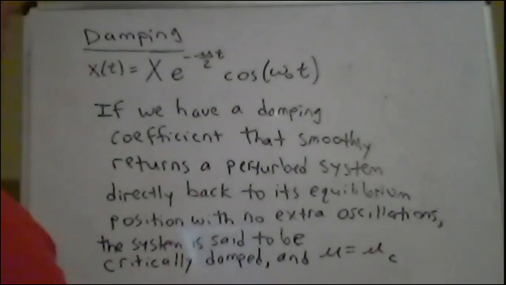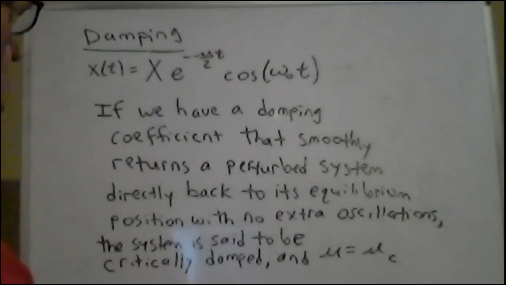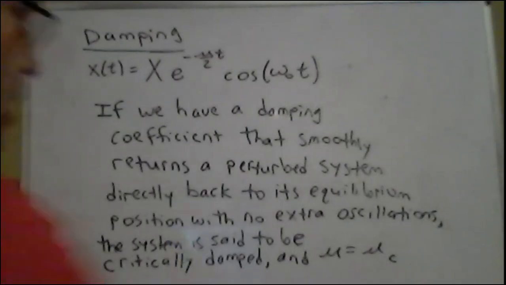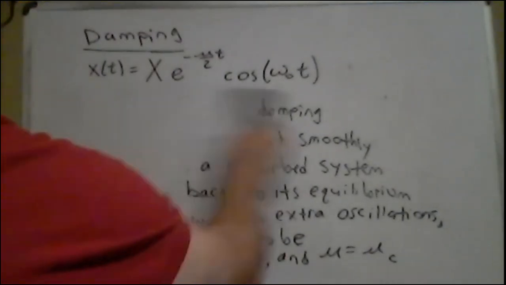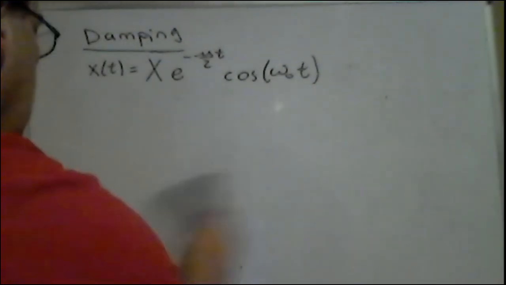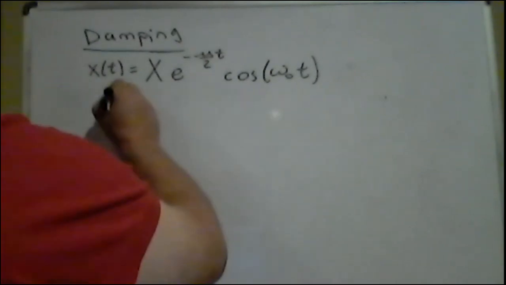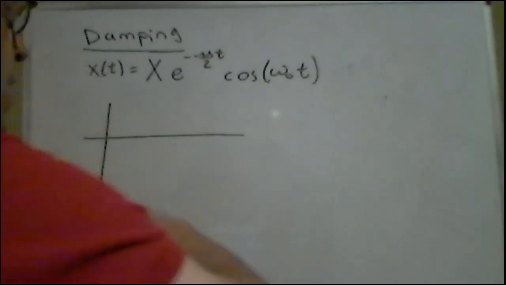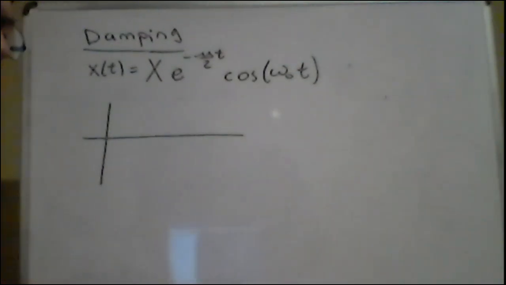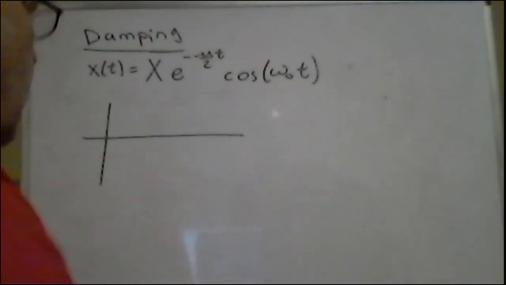So again, if we have a damping coefficient that smoothly returns a perturbed system directly back to its equilibrium position with no extra oscillations, the system is said to be critically damped, and mu equals mu sub c. Okay, you want this, let's say, for a car suspension. So in general, a damped system is going to do what? Let's say you have a car suspension and you hit a bump. And of course, what does the bump do? Well, the bump is like compressing the spring, kind of like what we did earlier.